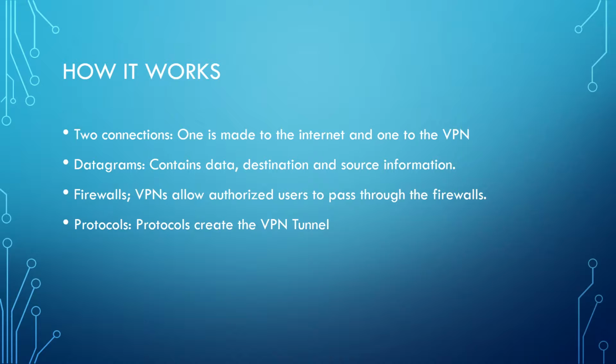How it works is you have two connections. One is made to the internet and one to the VPN. Along that connection are datagrams containing data, destination, and source information. Then there are firewalls, which allow the authorized users to pass through by virtue of the VPN. And then the protocols are what create the tunnel.